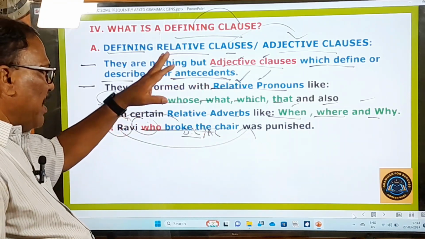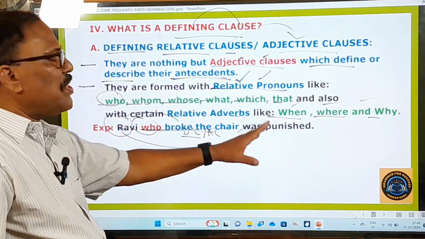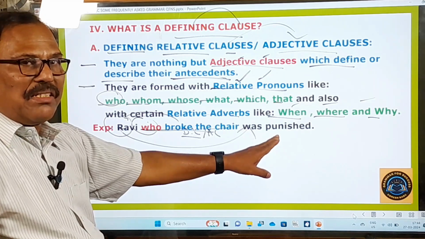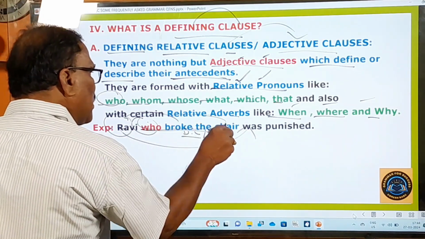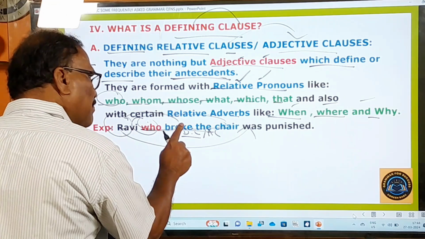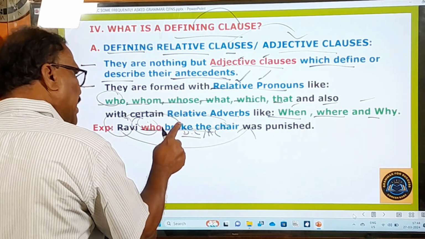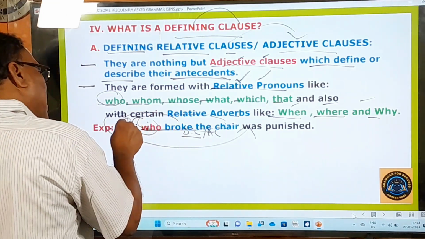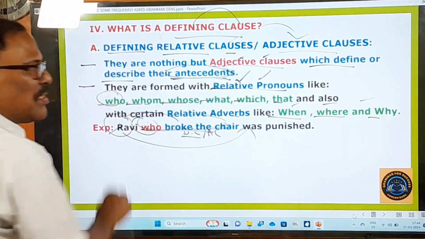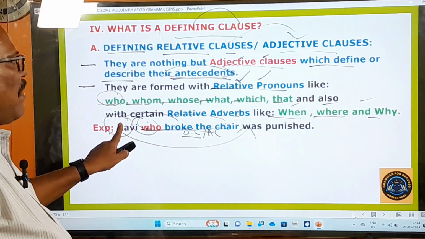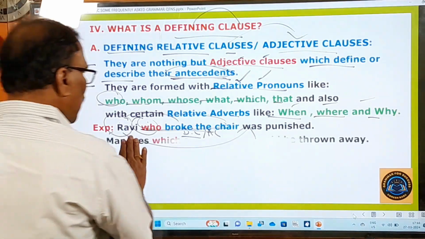Evaraithe chairunu viragottaru, a Ravi shikshinchabaddadu. See how nice the sentence is. So here, this entire part is called a defining clause, an adjective clause, and it is describing this Ravi, and this Ravi is therefore called an antecedent. Antecedent is Ravi. Let's go to learn the next sentence.